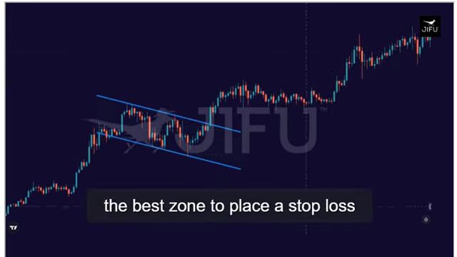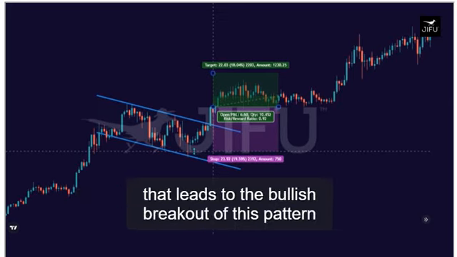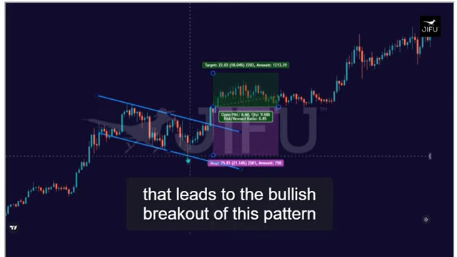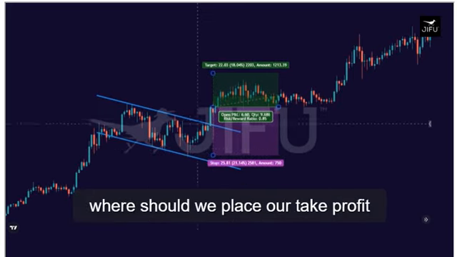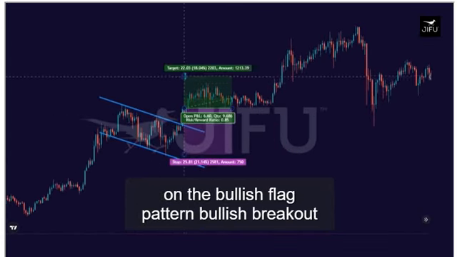We can see how the bullish flag pattern led to a more bullish rally in this market. The best zone to place a stop loss would be at the last higher-low swing that leads to the bullish breakout of this pattern. Where should we place our take profit on the bullish flag pattern bullish breakout?